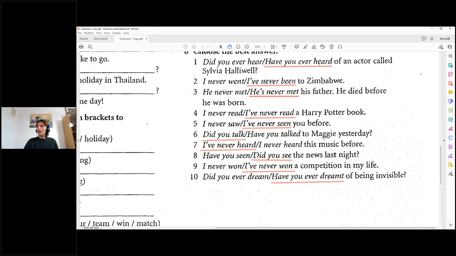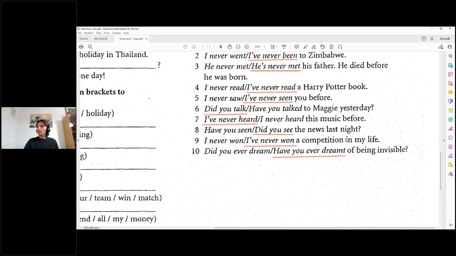Did you talk to Maggie yesterday? Yesterday, un tempo finito, giusto? Did you talk to Maggie yesterday? I've never heard this music before. Did you see the news last night? Last night, tempo finito. I've never won a competition in my life. Have you ever dreamt of being invisible?